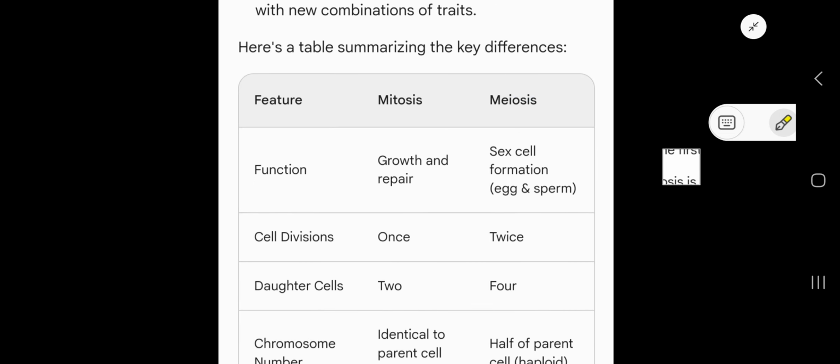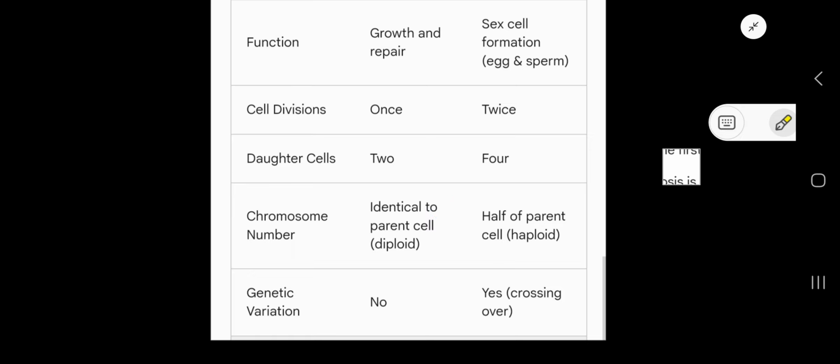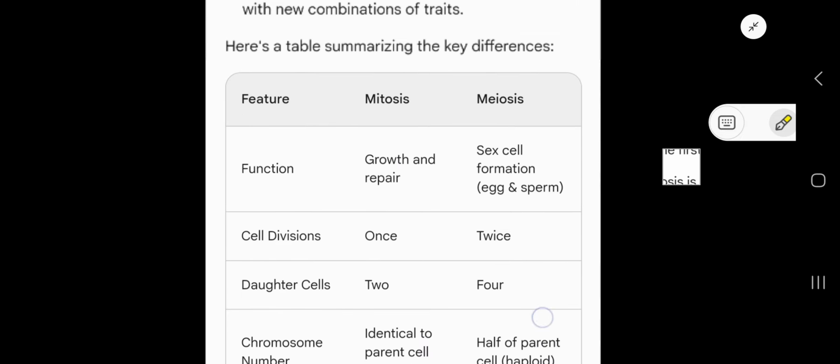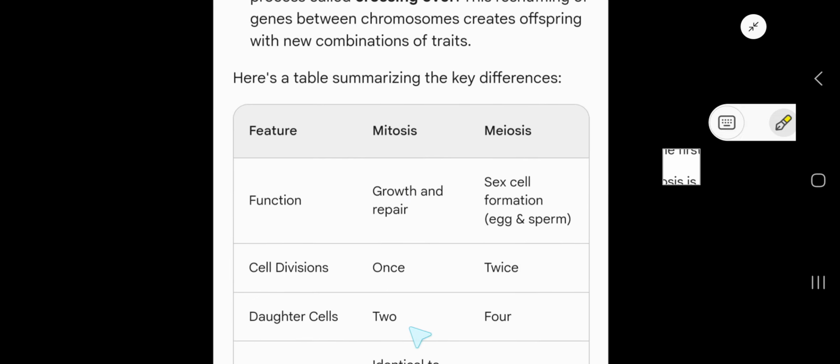Here is the summary. Feature: mitosis, meiosis. Function: growth and repair for mitosis; for meiosis, sex cell formation, egg and sperm. Cell division: once, twice. Number of daughter cells: mitosis, two, and meiosis, four.